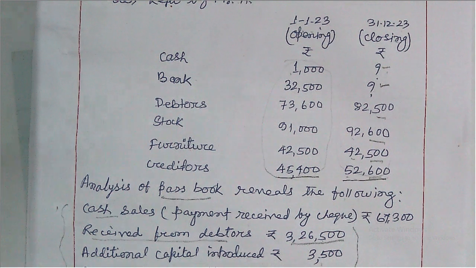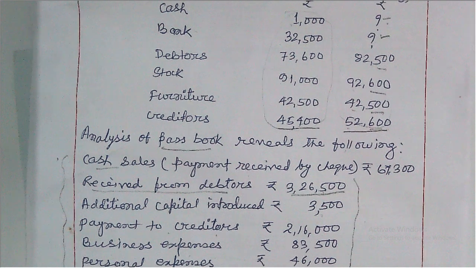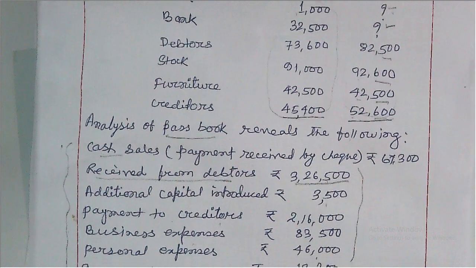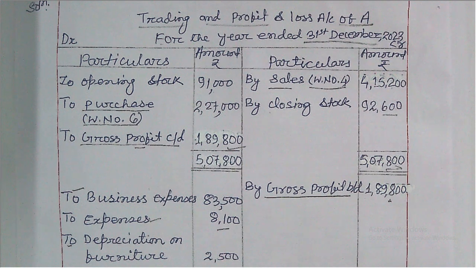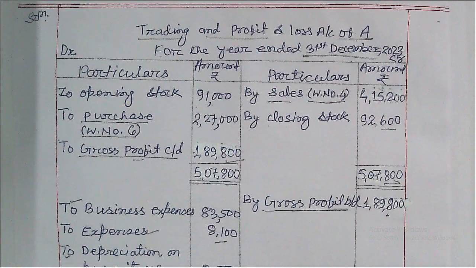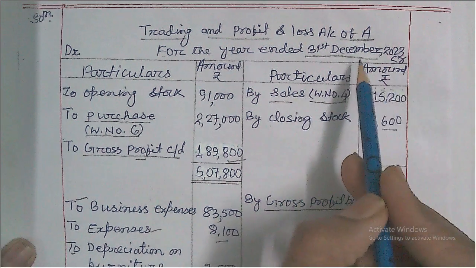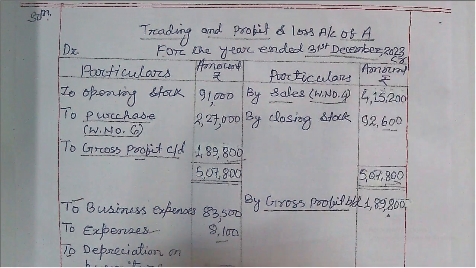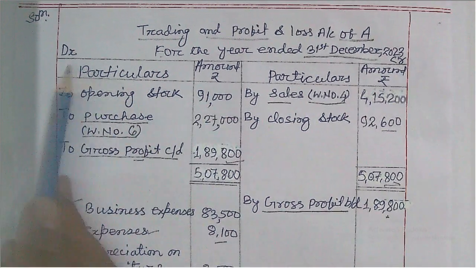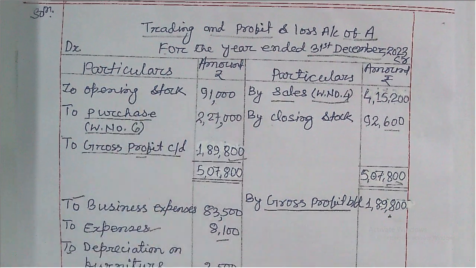Alright, so I hope that the question is very clear to you all. Now let's see the solution of this question. Now see the solution. So trading account and profit and loss account of A for the year ended 31st December 2023. This is now particulars, debit side, credit side, particulars, amount.